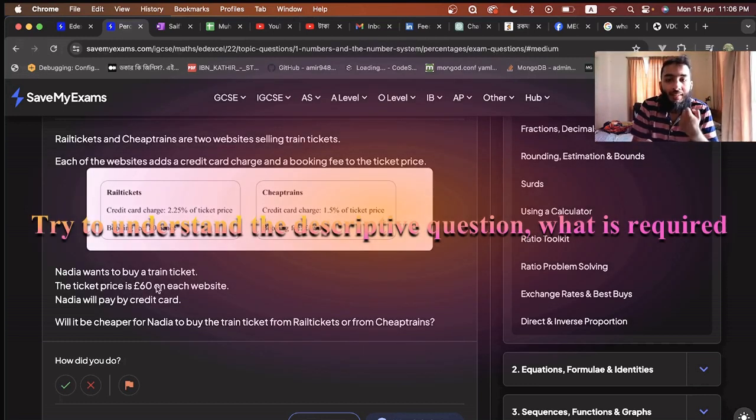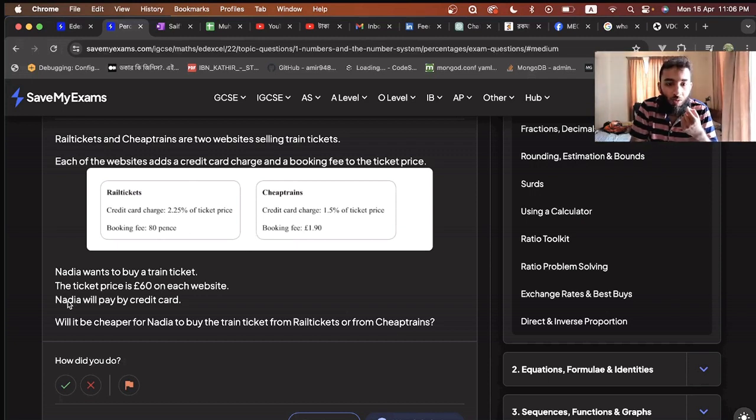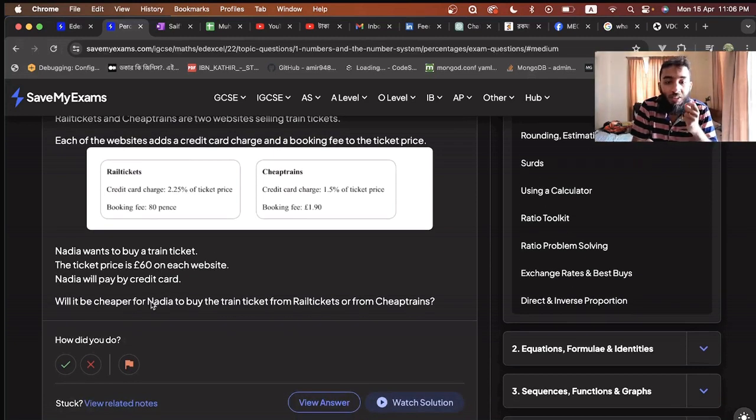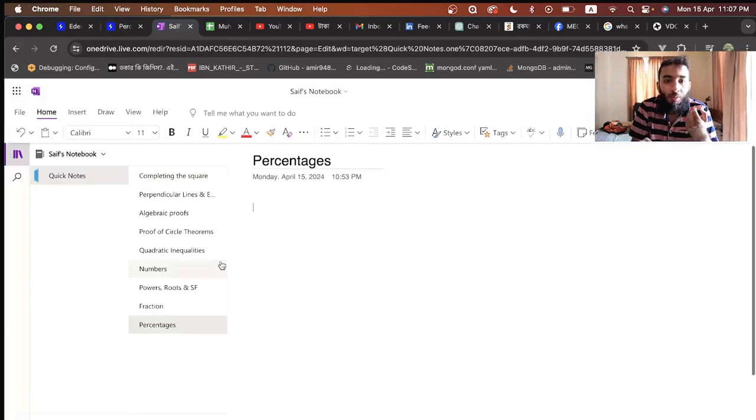The ticket price is 60 pounds, so the base price of the ticket is 60 pounds on each website. Nadia will pay by credit card. Will it be cheaper for Nadia to buy the train ticket from Rail Tickets or from Cheap Trains? Which one will be cheaper? So let's open a new tab for the concept of percentages.